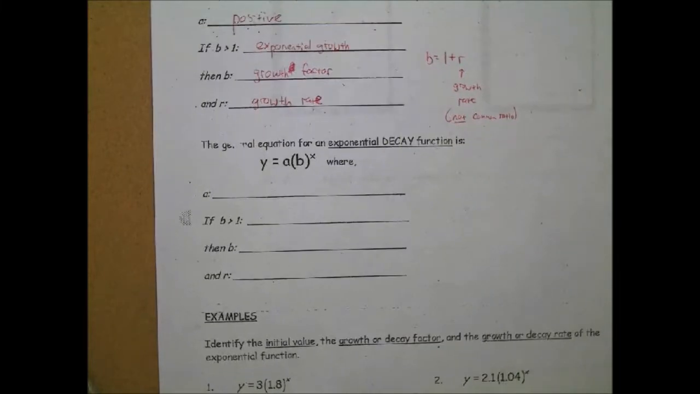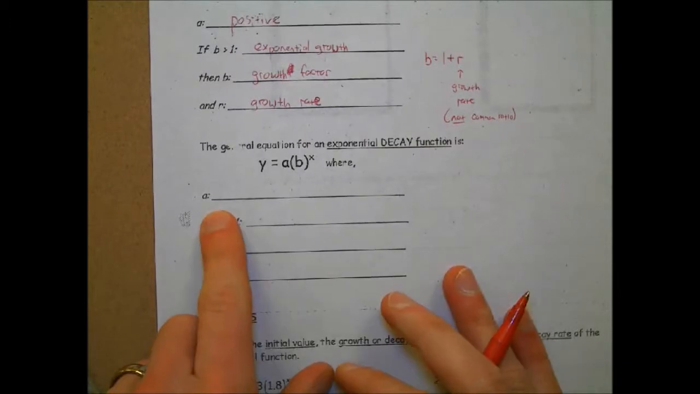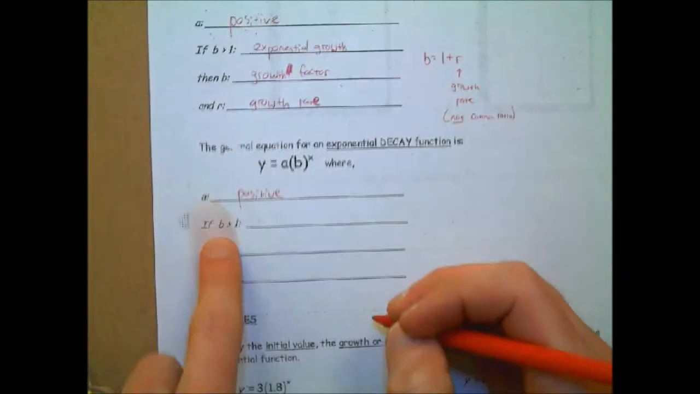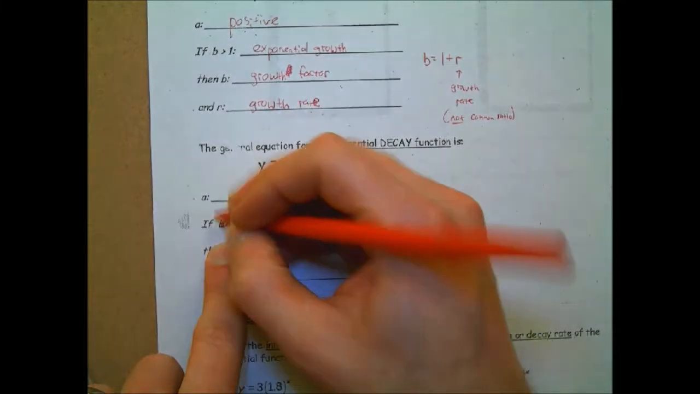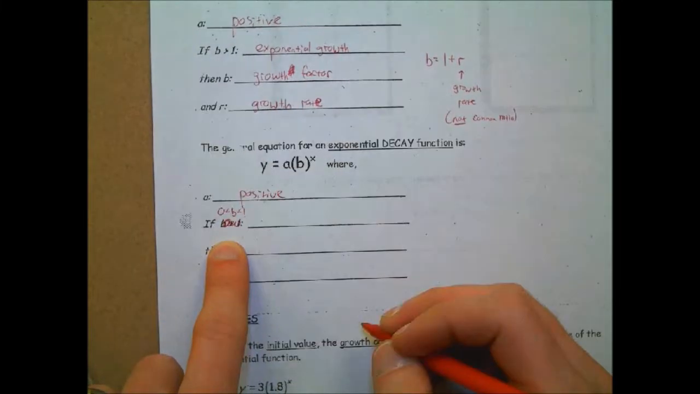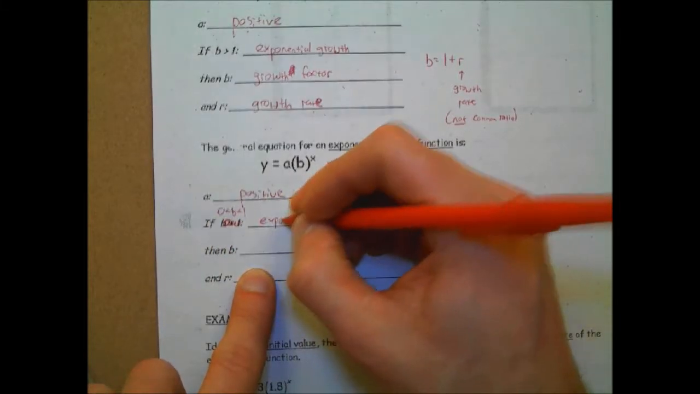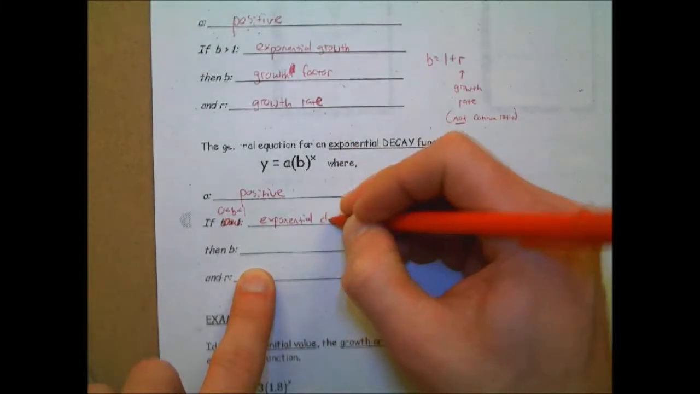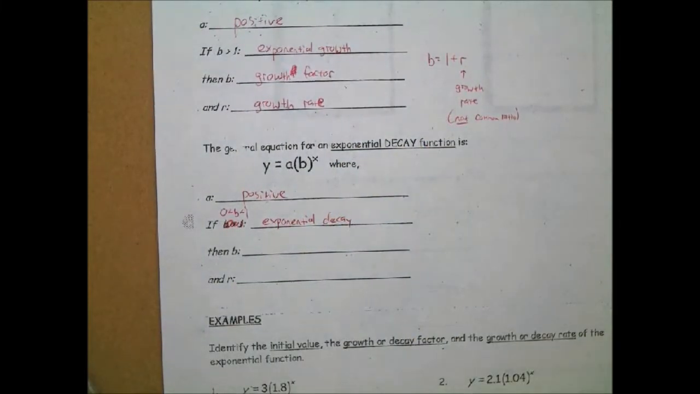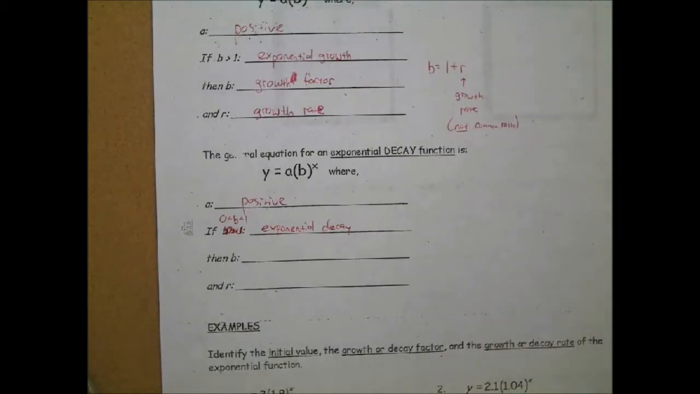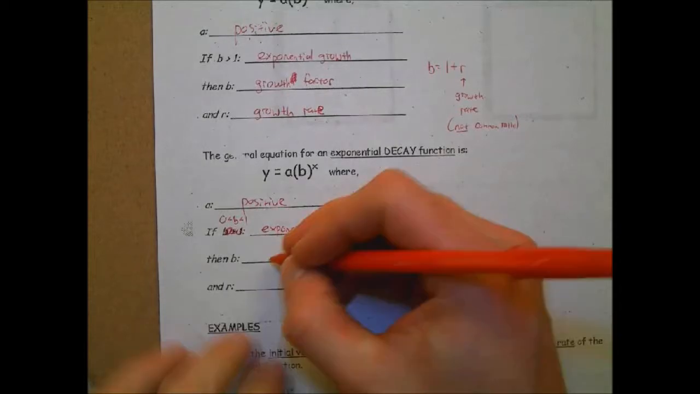Then for exponential decay, what do we know about a? a still has to be positive. This is if 0 is less than b is less than 1, so we have to fix that one. If 0 is less than b is less than 1, that's an exponential decay. When we had exponential growth, we referred to b as the growth factor, so for exponential decay we refer to b as the decay factor.